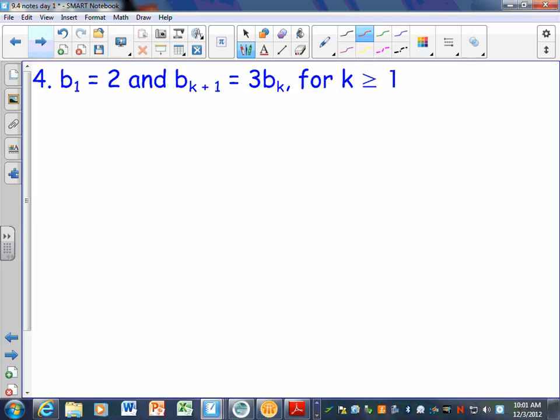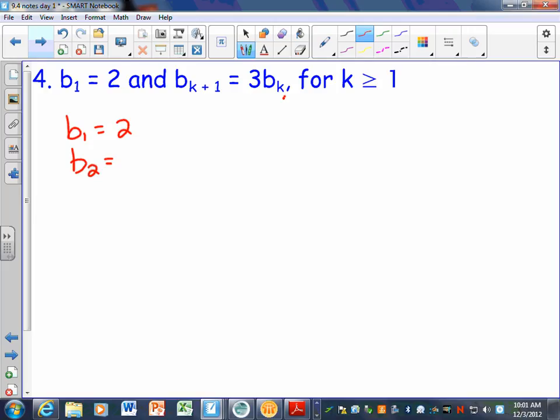Again, notice it's written like the last one, b sub k plus 1 equals 3 times b sub k. That just means 3 times the one before it. And again, they're telling you, you have to use this formula starting with 2. Why? Because they give you the first term. The first one's free. b sub 1 equals 2. So you're going to start using that formula for k greater than or equal to 1, which means you're going to start with b sub 2.